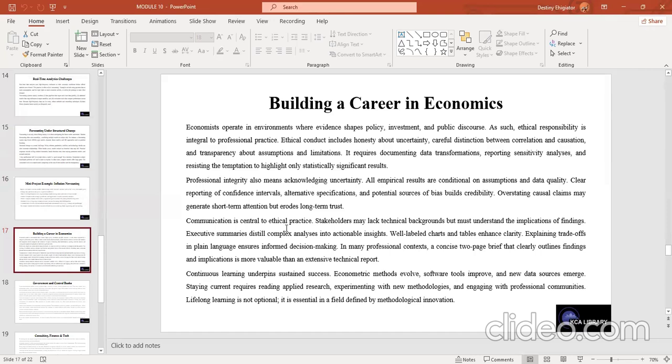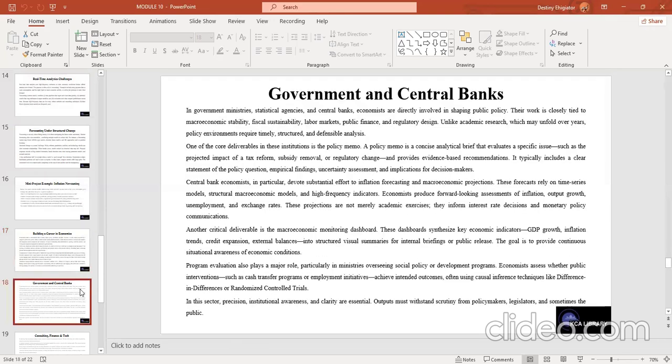Econometric methods evolve, software tools improve, and new data sources emerge. Staying current requires reading applied research, experimenting with technologies, and engaging in professional communities. Lifelong learning is not optional. It is essential in a field defined by methodological innovations.